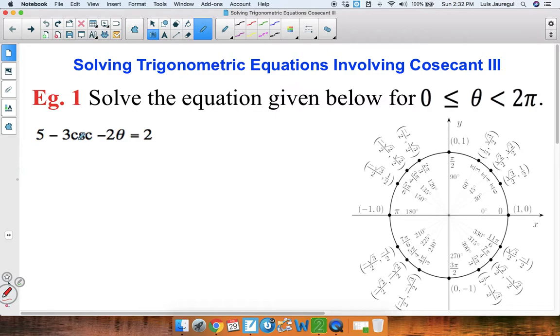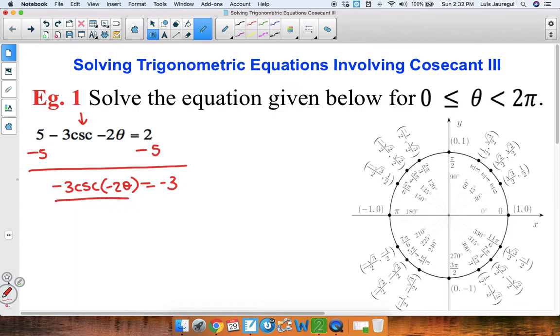So the first thing we want to do is to leave the cosecant by itself. So let's go ahead and subtract 5 from both sides of the equation. That leaves you with negative 3 times cosecant of negative 2 theta is equal to negative 3. Our next step is to divide both sides of the equation by negative 3, so we can isolate the cosecant. Thus, you get that cosecant of negative 2 theta is equal to positive 1.